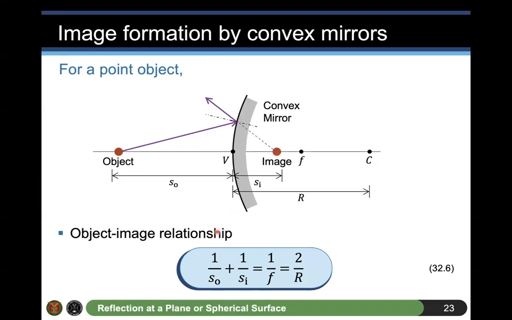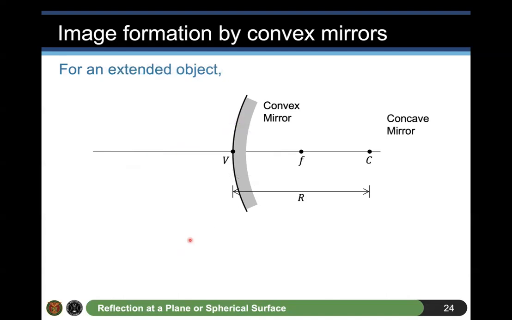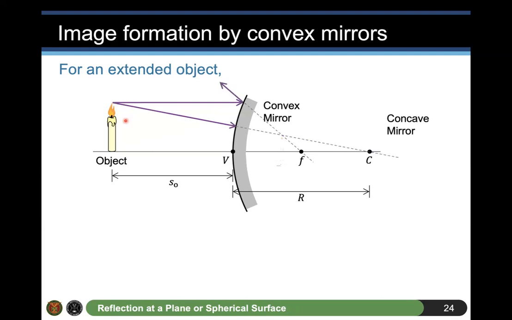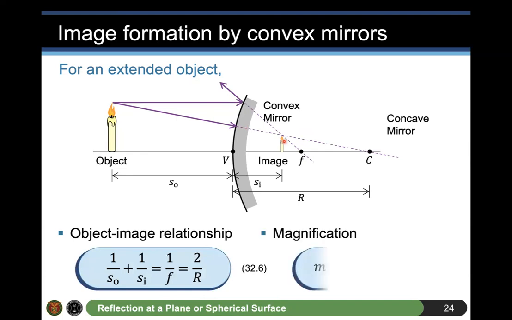Okay? For the object-image relationship, we still use the same. For the magnification, we still use the same. Okay? The object, we draw two rays, extend natin sila. Kung saan mag-intersect, nandun yung image. We have this and the magnification. So, same lang lagi equations. Okay? Ang mag-iiba lang is yung signs.